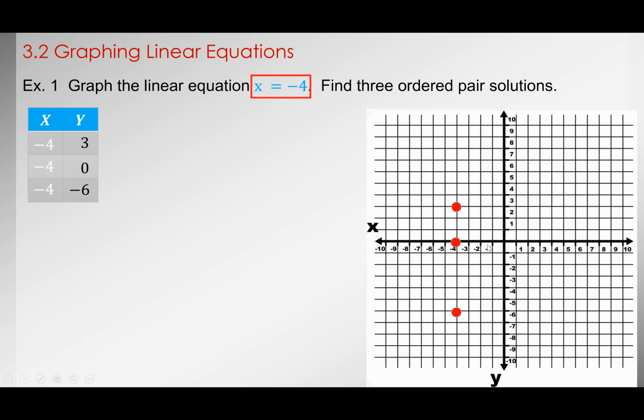So -4 tells me go to the left, 3 tells me go up 3 spaces. -4, 0 tells me -4 here and 0 stay put. -4, -6 tells me -4 and go down 6 slots: 1, 2, 3, 4, 5, 6. x equal to -4 is your vertical line straight down at -4 on the x-axis. This is your vertical line because it's forced. No matter where you go on this vertical line, your x is equal to -4.